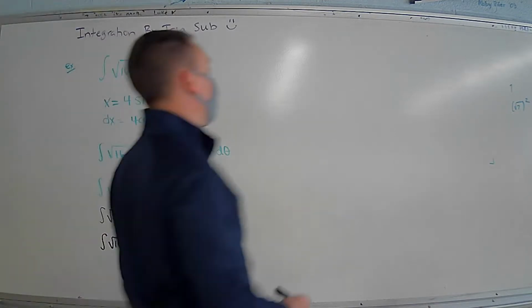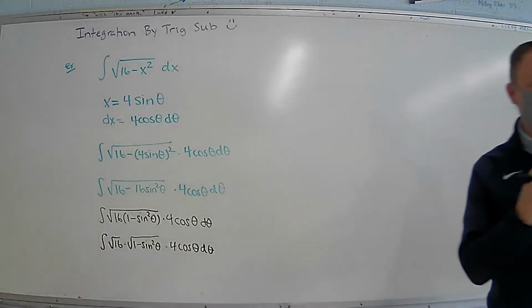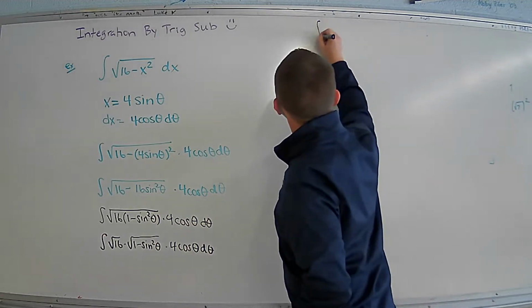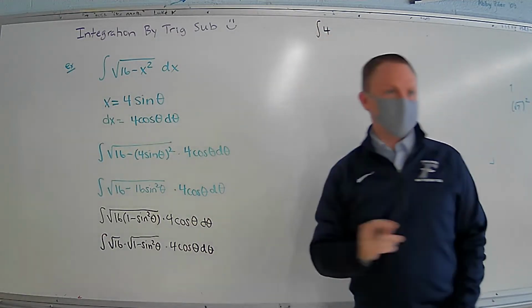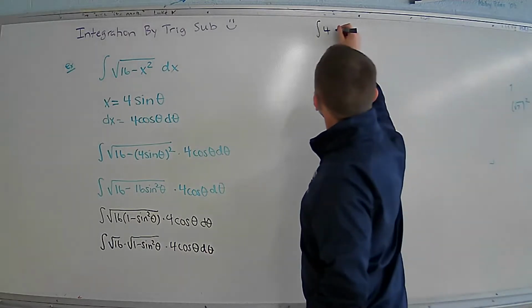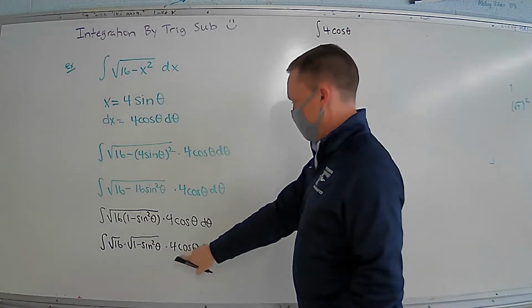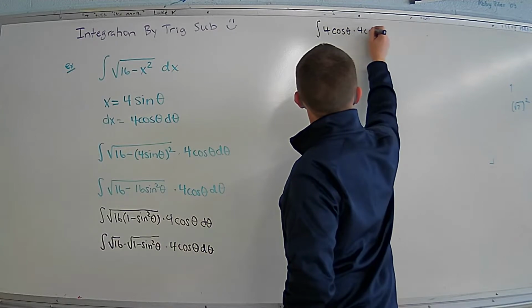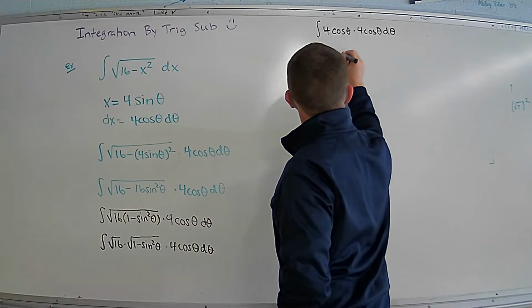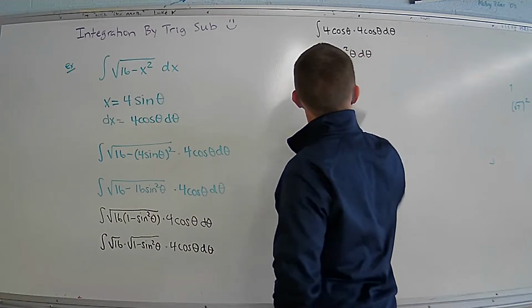Now I'm going to go up top here. Radical 16 is also known as 4. 1 minus sine squared is also known as cosine squared. And since it's radicalized, what's the square root of cosine squared? Just cosine. And then I've got this 4 cosine. So this ends up being 16 cosine squared d theta.